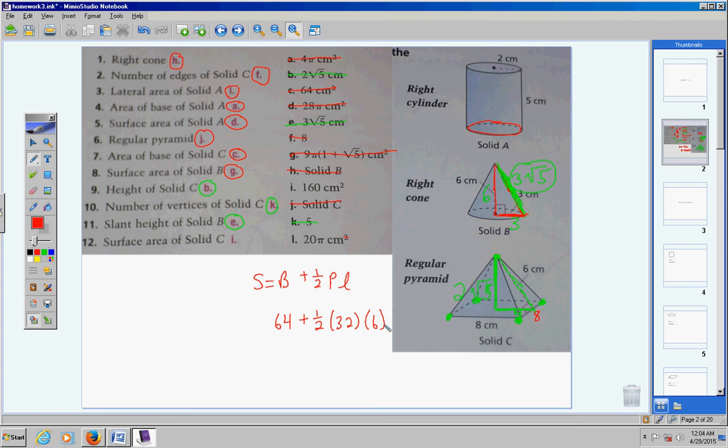Alright? So what I'm coming up with would be, now, I'm thinking, did we use this one already? Yes, we did. Should have crossed it off. We used that right up here for number 3. Alright, so let's see. Making sure we're not making any mistakes here. We have 64 plus 96. 1/2 times 32 times 6 is 96. Add these two together and you will get 160. And it is area, so 160 centimeters squared, which is the answer, letter I.